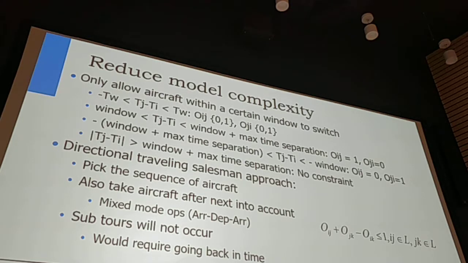And so that way, in this case, we use a variable time window. If it's within a certain window, then they can switch. If it's beyond a certain window, then we actually fix the order, but we still take into account the time separation. And if it's beyond that, then we don't even take into account the time separation, because the time separation will always be larger than the maximum time separation.